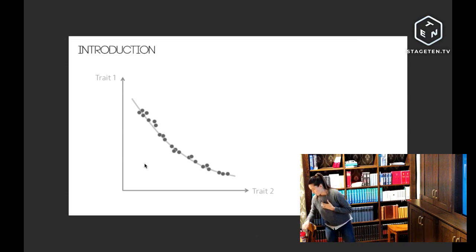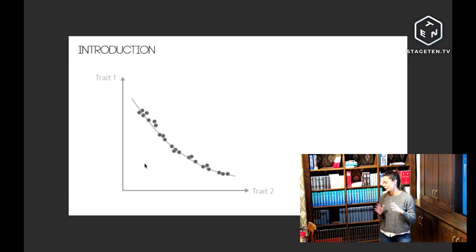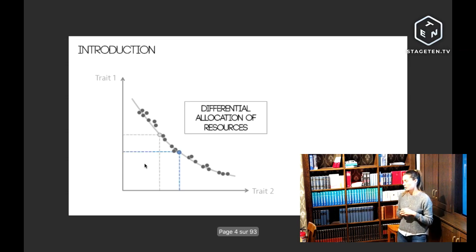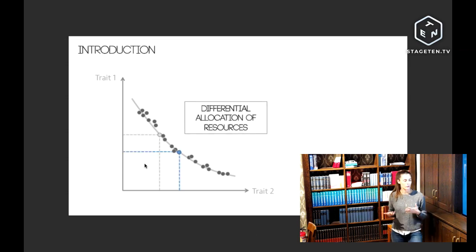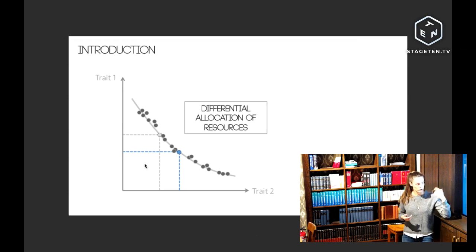Okay. The main explanation for a major part of trade-offs arises from the differential allocation of resources, simply because individuals have a stock of energy that they have to allocate between different traits, and they can make different allocations. Just for the blue individual, he chooses to allocate more energy to trait 2 than trait 1, and this is the contrary for the gray individuals.